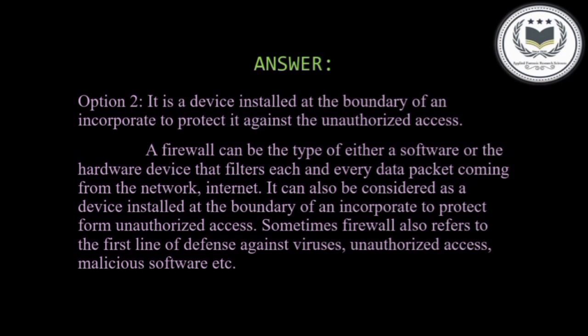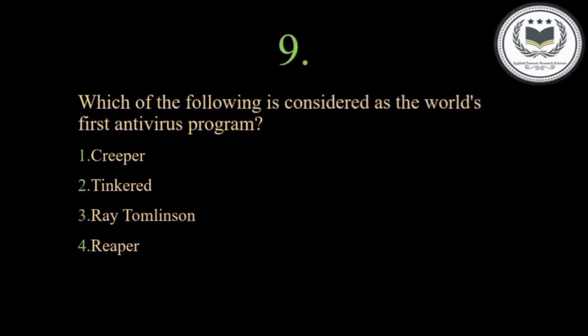Sometimes it is also referred to as the first line of defense against viruses, unauthorized access, malware, that is malicious software, etc. Question number 9. Which of the following is considered as the world's first antivirus program? Option 1 is CrPC, option 2 is Stinkcode, option 3 is Ray Tomlinson, and option number 4 is Ripper.